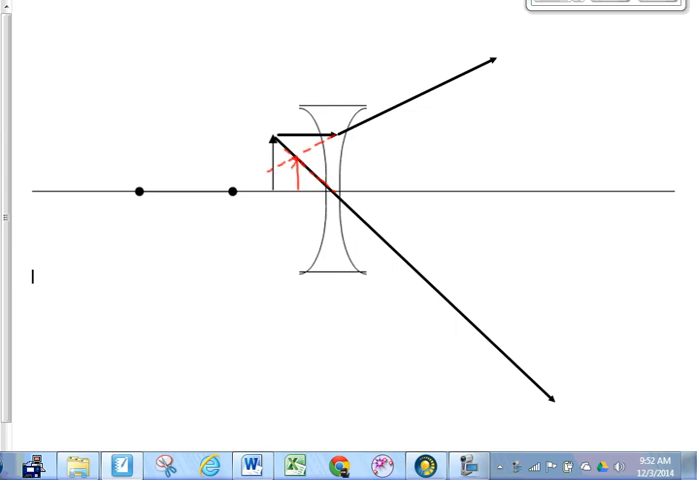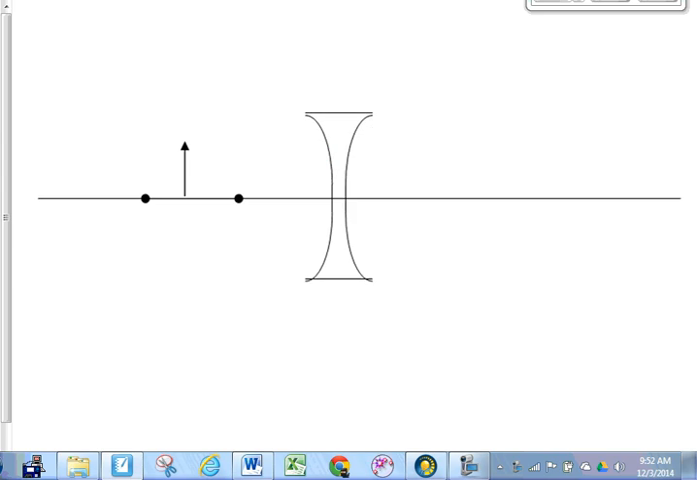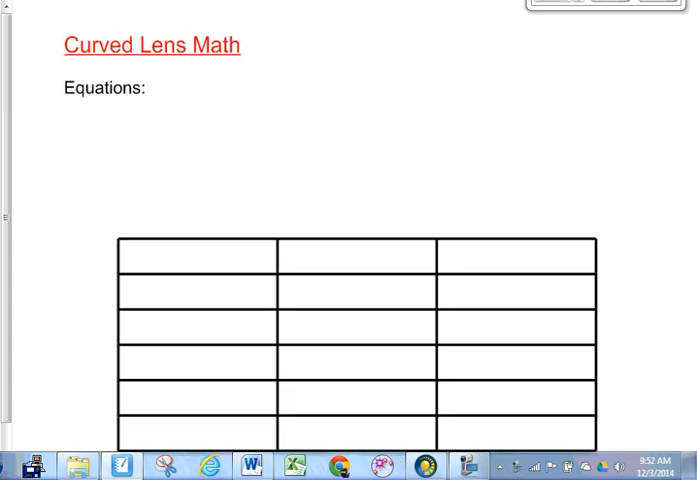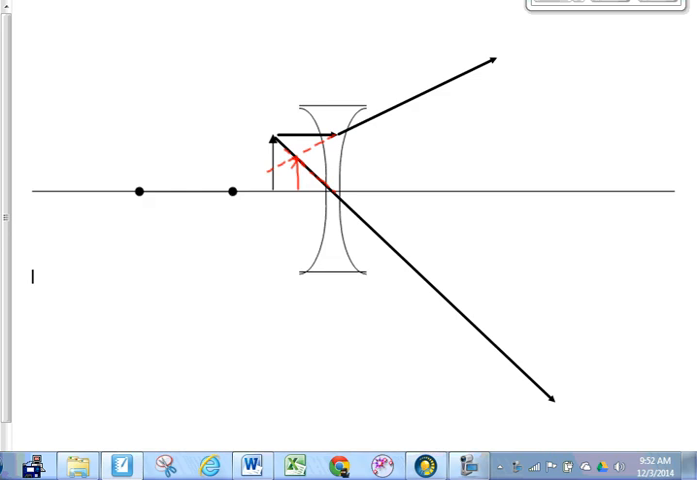Now, if you look at this one compared to the two that I already drew, you can see that the image is quite a bit bigger than the image was before for these two that I already drew. But the characteristics of this image are still going to be the same. It is still smaller than the object. It's bigger than the last image was, but it's smaller than the object, and that's what we're comparing it to. It's still upright.